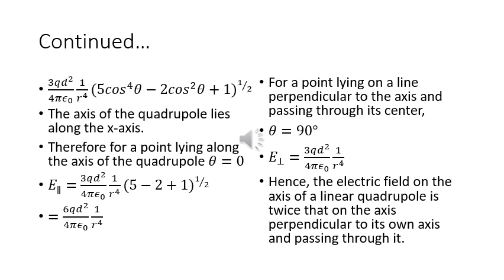For a point lying on a line perpendicular to the axis and passing through its center, θ is equal to 90 degrees. So E perpendicular is equal to 3qd² upon 4π epsilon naught 1 upon r⁴. Hence, the electric field on the axis of a linear quadrupole is twice that on the axis perpendicular to its own axis and passing through it.